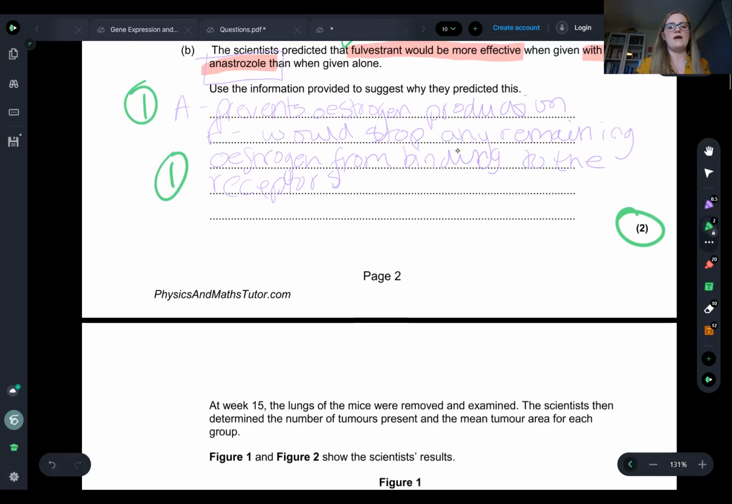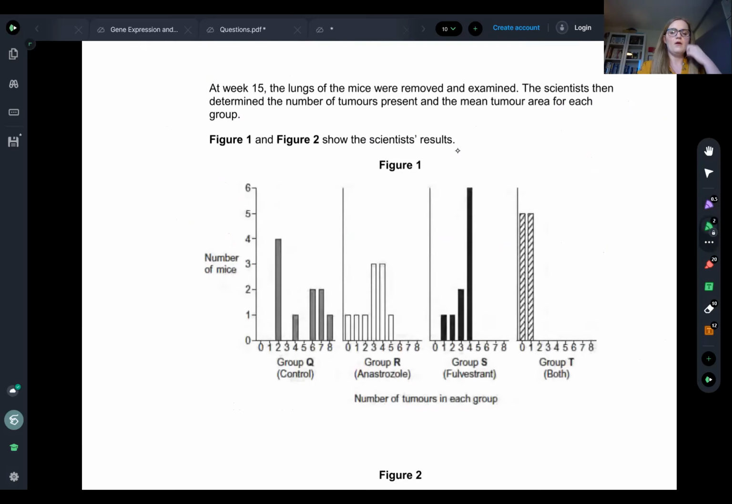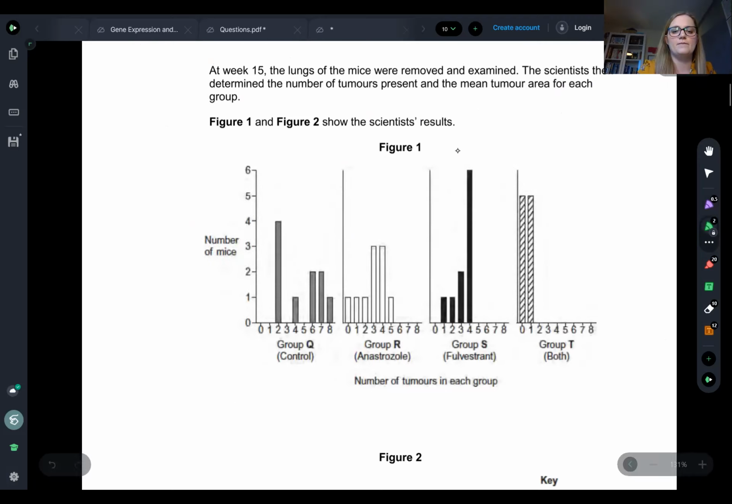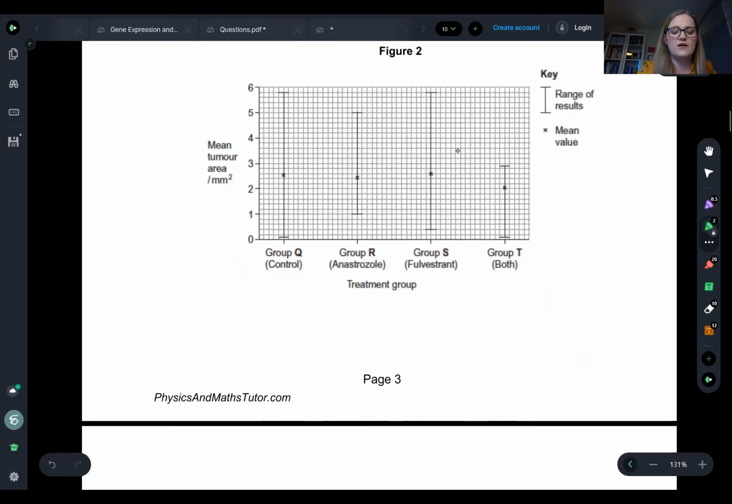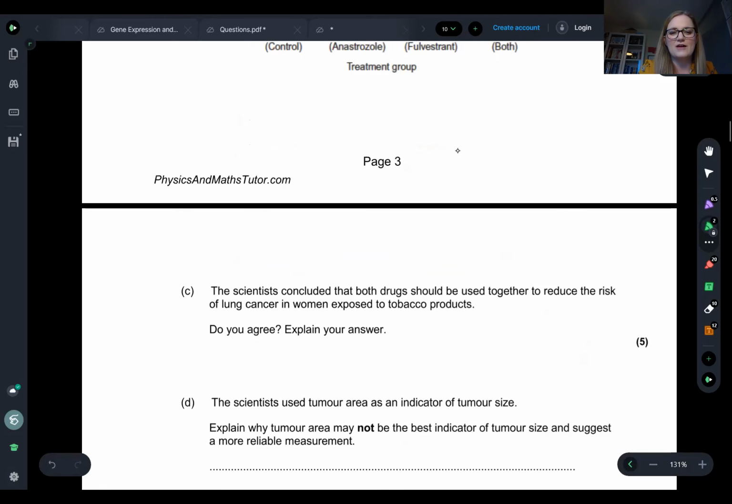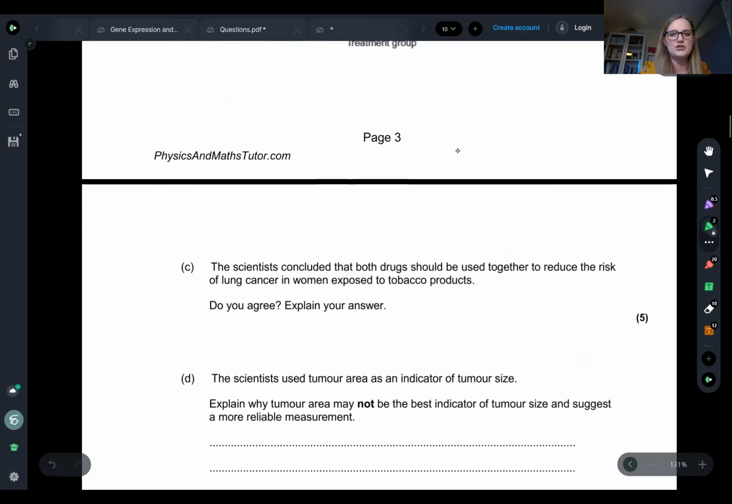Question continues. We're now given the data. So at week 15, the lungs of the mice were removed, and then they examined them, and the scientists determined the number of tumours that are present and the mean tumour area for each group. So we get given this data here. We've got 2 graphs. This is going to be really annoying, so we're going to have to go back and forth. I'm going to go back to that in a second. We'll look at the question first.